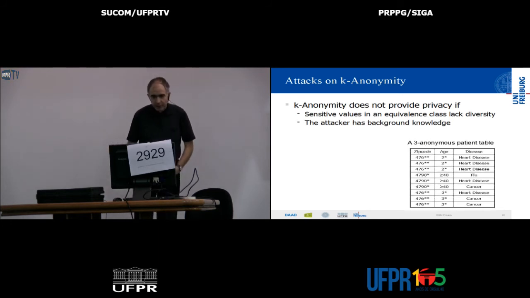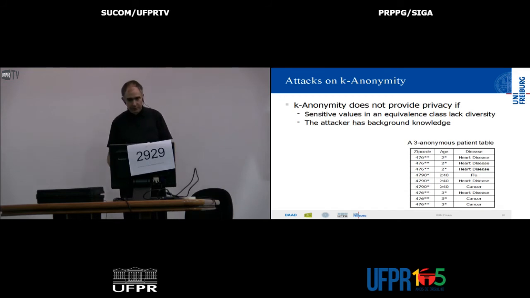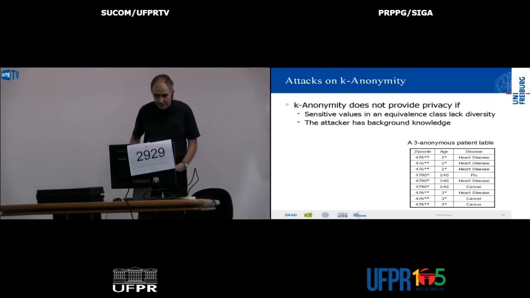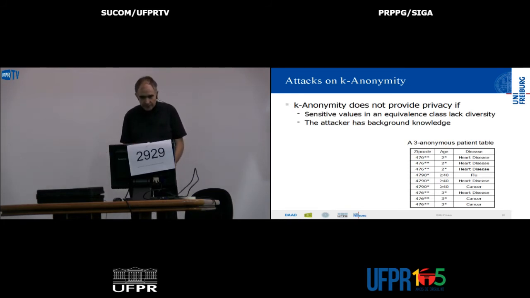Here, let's have a look at a 3 anonymous patient table. Age is cleared out. A person is in the 20s with a heart disease. Interesting. So this is probably made up. This would be more in the 50s and 60s, but okay, why not 20s? The other, above 40, has a flu. Okay, and so on. So that looks like we are 3 anonymous.